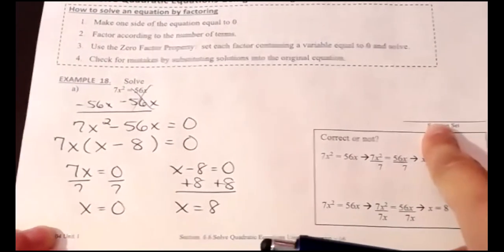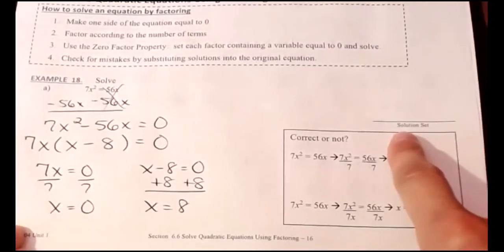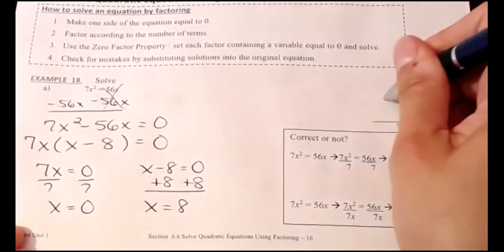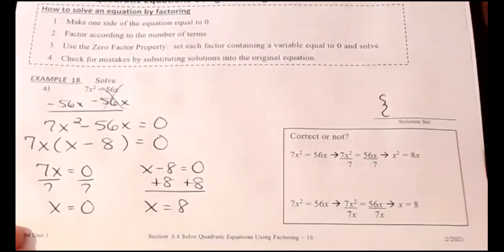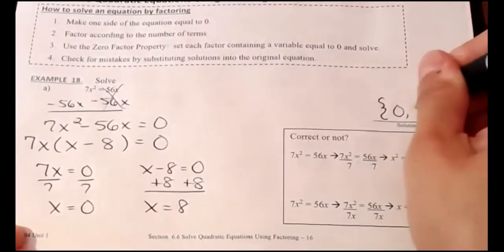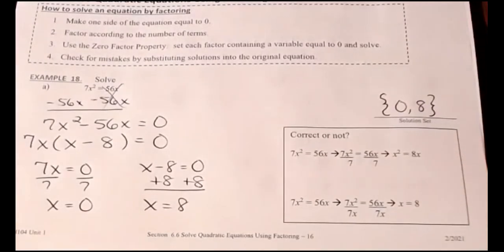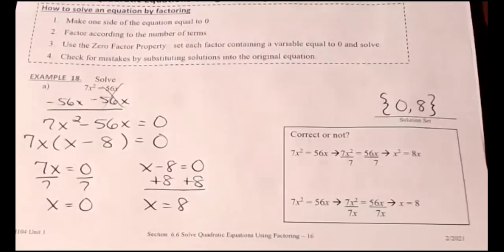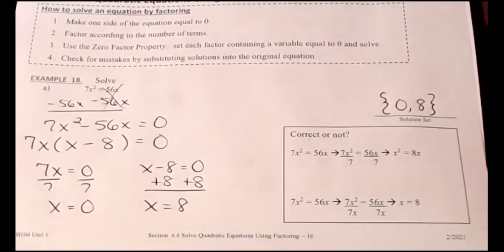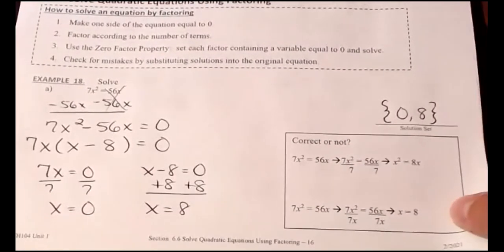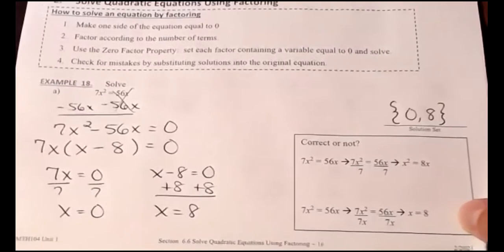We have a blank here for our solution set. So let's just write it properly. Brace. And then I'm just going to write 0, 8. I'll put them in order. And that's it. I apologize if the squiggly lines are getting to you and you're just like, I hate writing these. I am sorry. Okay. What questions do you have on this page related to solving quadratic equations using factoring?